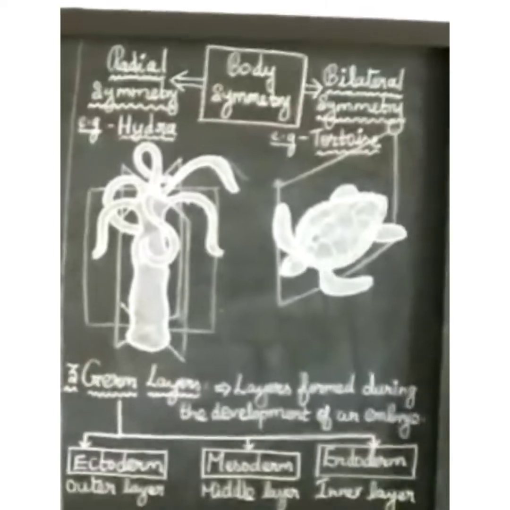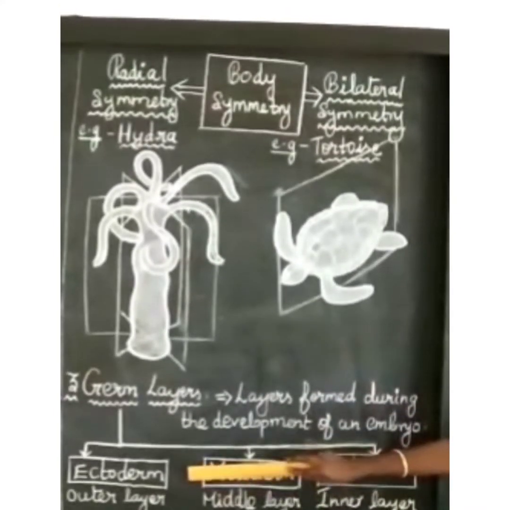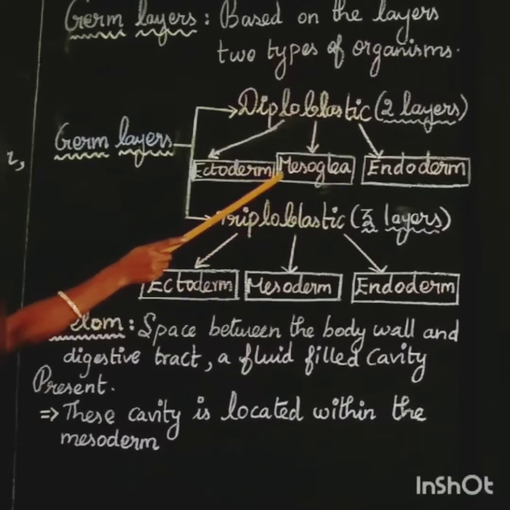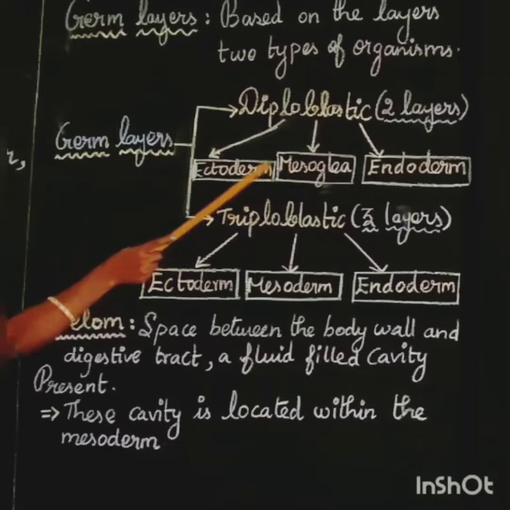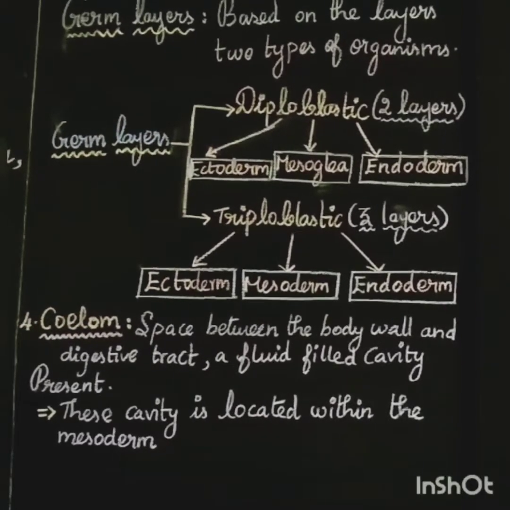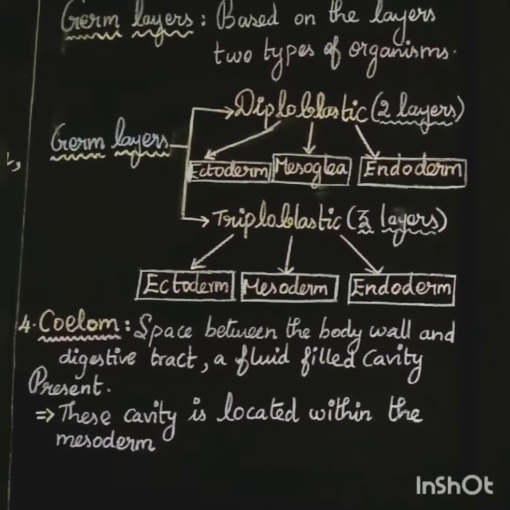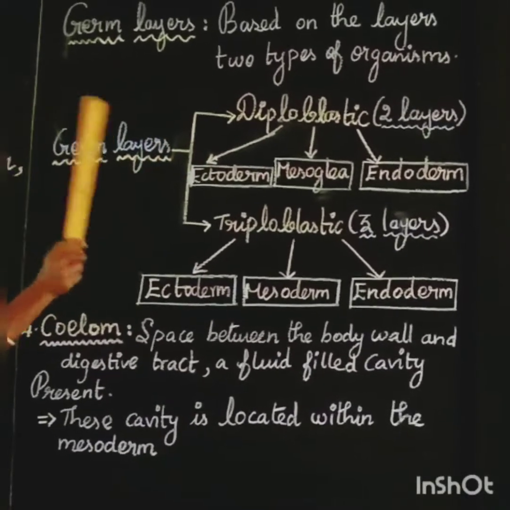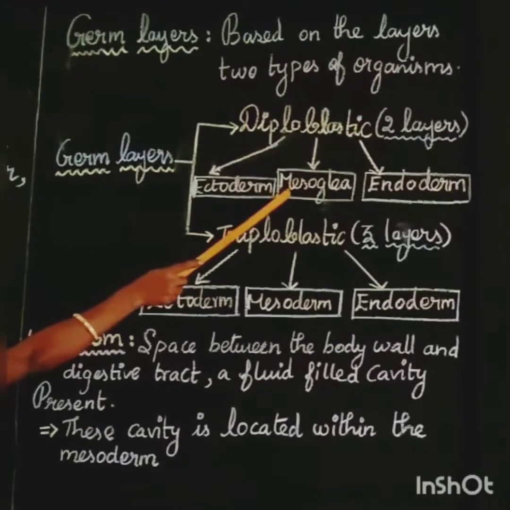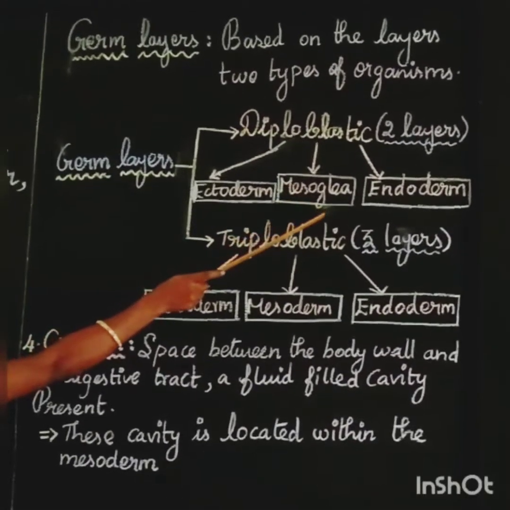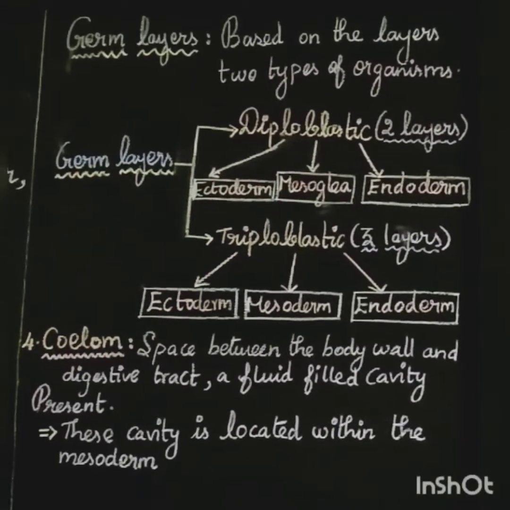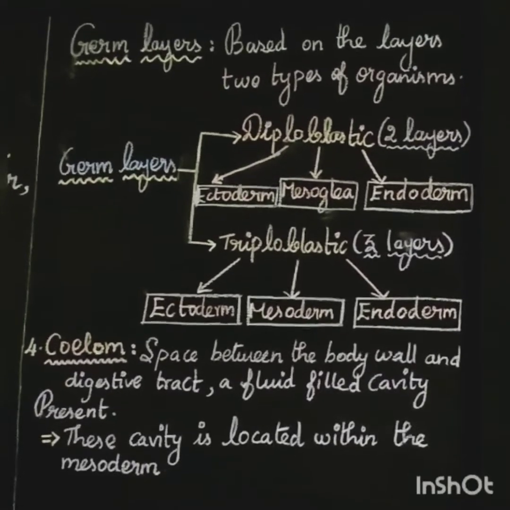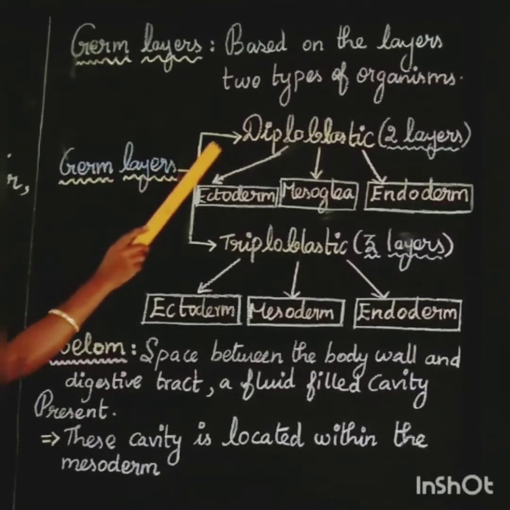Now we are going to see how animals are classified based on these layers. Instead of mesoderm, here there is mesoglea. It is actually not a layer, it is a jelly-like structure, so it is called mesoglea. Diploblastic animals have only two layers. Instead of the third layer, mesoderm, they have a mesoglea, a jelly-like structure. Diploblastic means animals having only two layers.